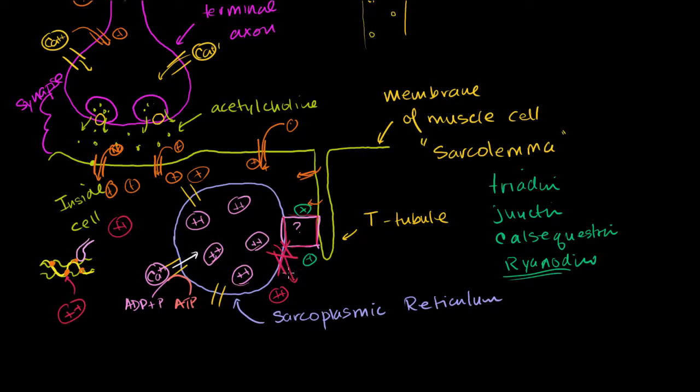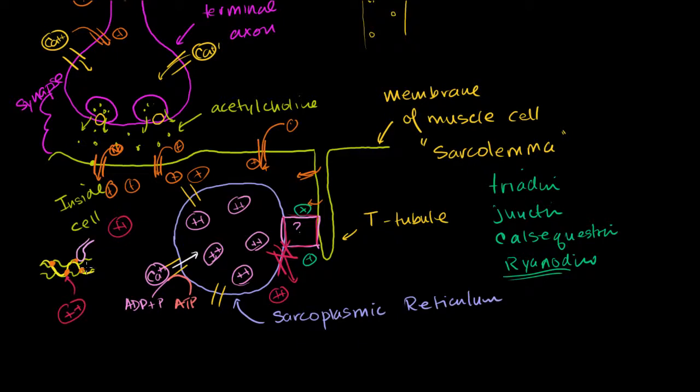So now we have the big picture. We know how a motor neuron can stimulate a contraction of a cell by allowing the sarcoplasmic reticulum to dump, or to allow calcium ions to travel across this membrane into the cytoplasm of the cell.